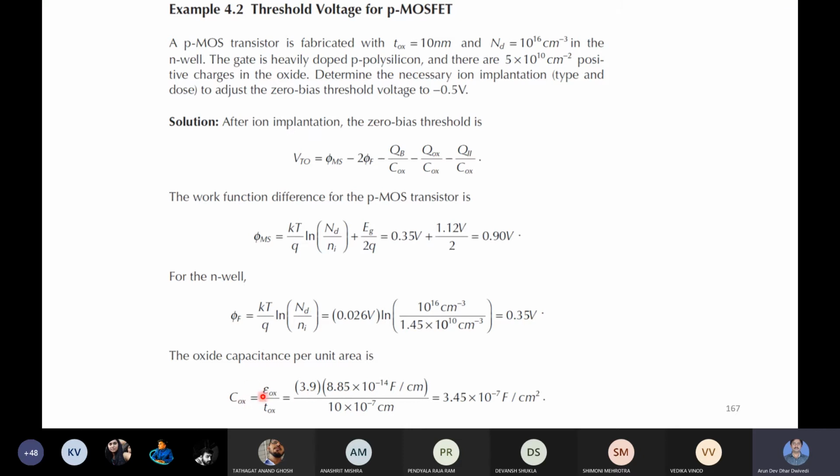Then the oxide capacitance, as per the previous calculation: 3.9 into epsilon 0. Epsilon ox is epsilon r into epsilon 0. Epsilon r is the relative dielectric constant, which is 3.9 for silicon dioxide, and epsilon naught is 8.85 into 10 power minus 14 farad per centimeter. The oxide thickness is 10 nanometer. It is now converted to centimeter: 10 into 10 power minus 9 meter, converted to centimeter, becomes 10 into 10 power minus 7. So it is now finally 3.45 into 10 power minus 7 farad.